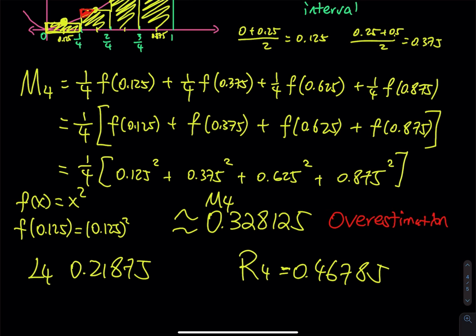It looks like the midpoint is the average of the left sum and the right sum. Now, the next question is, which one is the best? I have left, I have right, I have middle. Which one is the best? The answer is, you cannot just decide which one is the best right here. To find the best estimate, you have to use as many subintervals as possible. So let's put the conclusion right here.